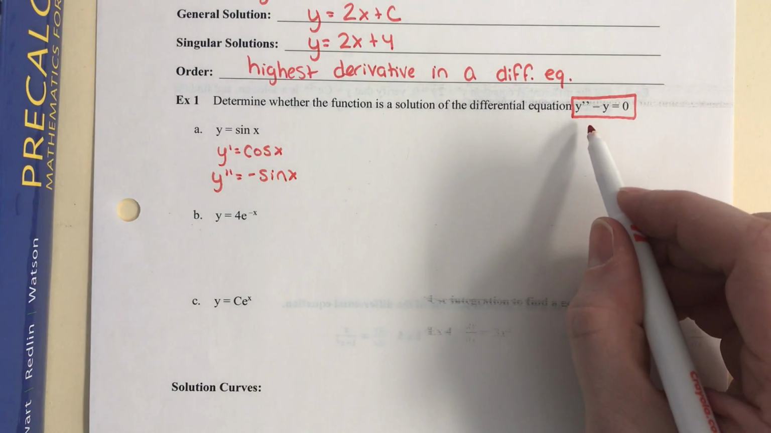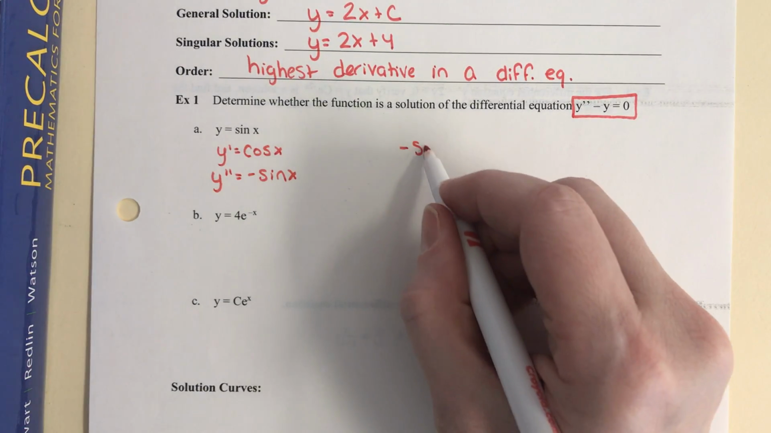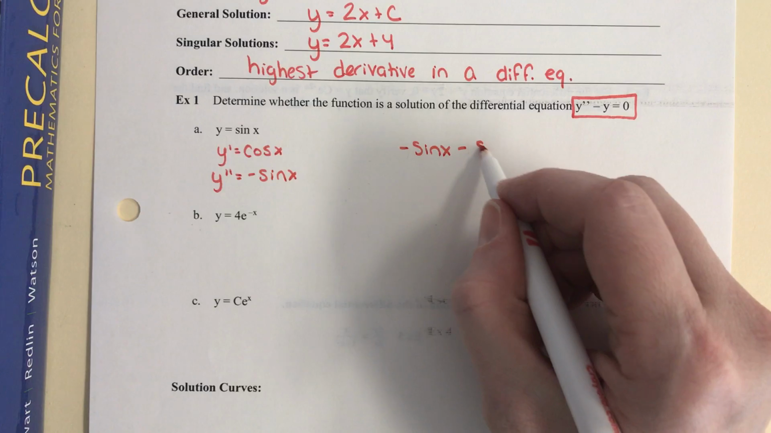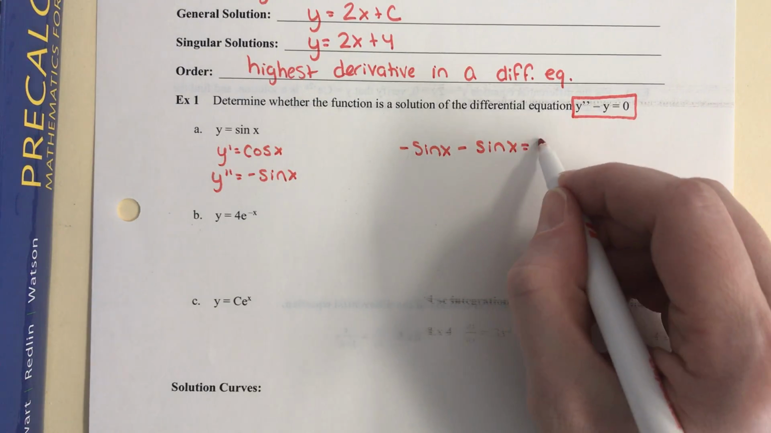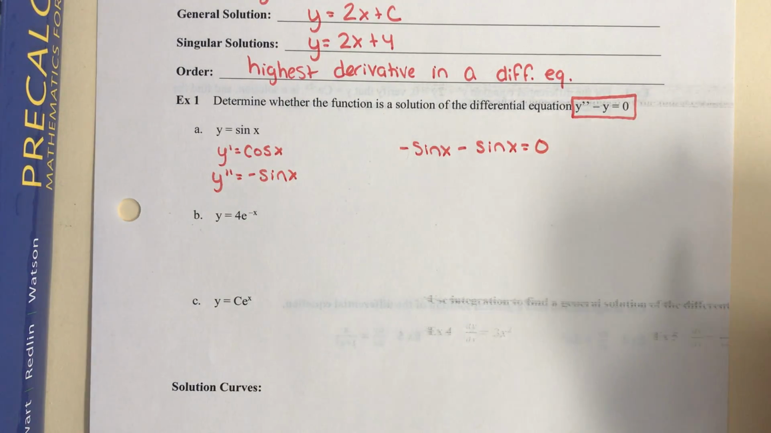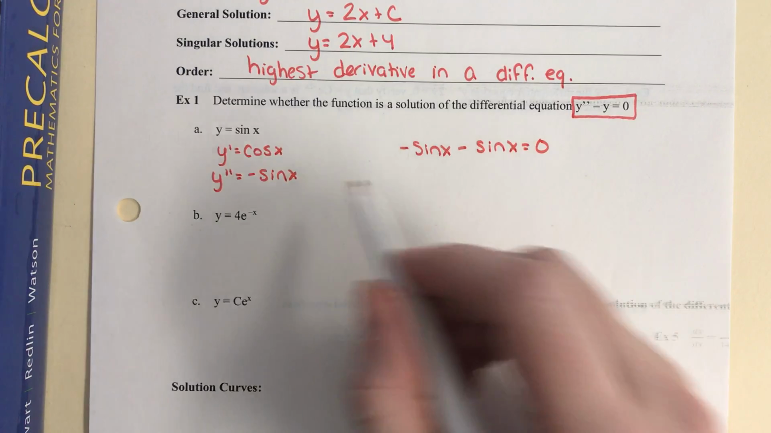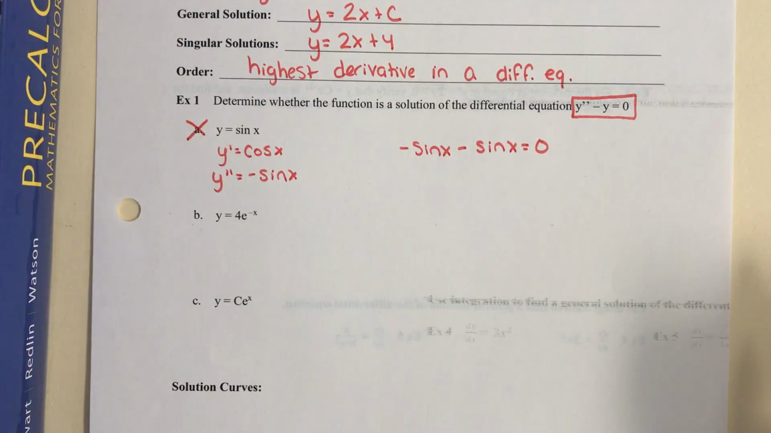So if I follow the directions here, y double prime minus y, that does not equal 0. That actually is negative 2 sine of x. So sine of x is not a solution.